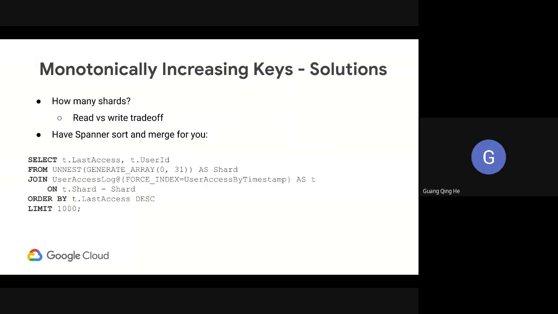Hi, this is Guang, and I have a question about the sharding. For example, we have 100 terabytes of data. We create 100 shards, but in the future we will have 200 terabytes of data. So what should we do? Should we reshard to 200 shards, or will Spanner handle it for us?